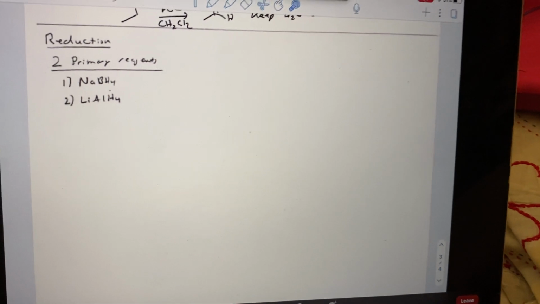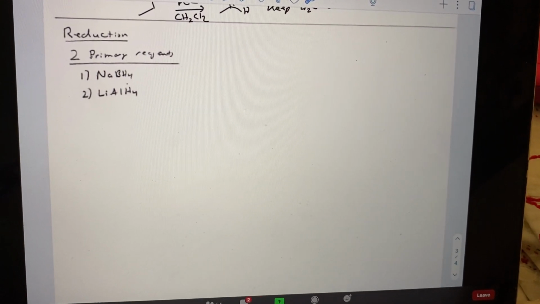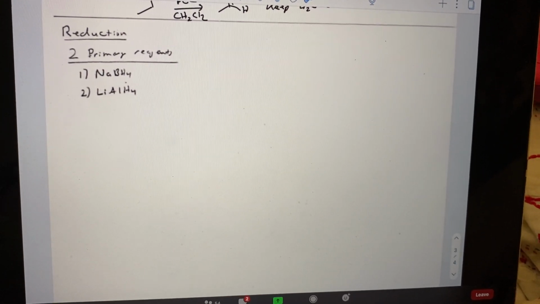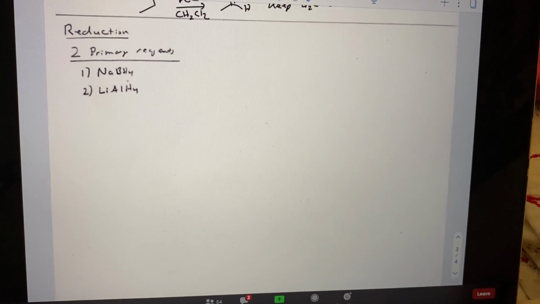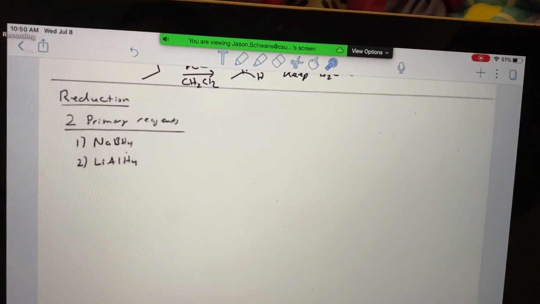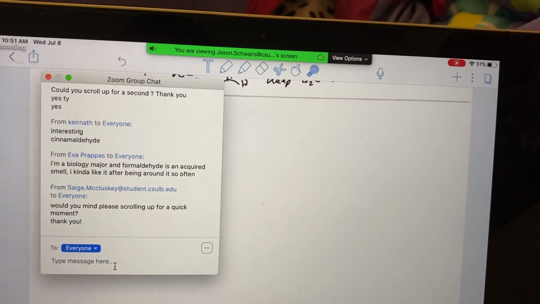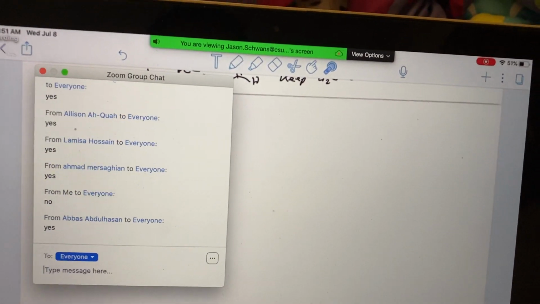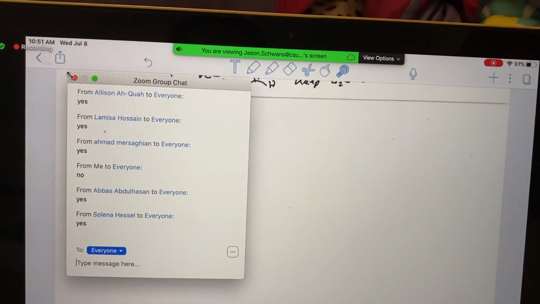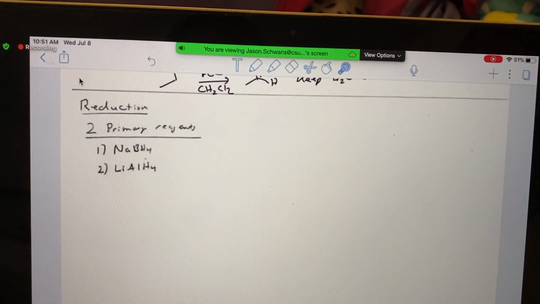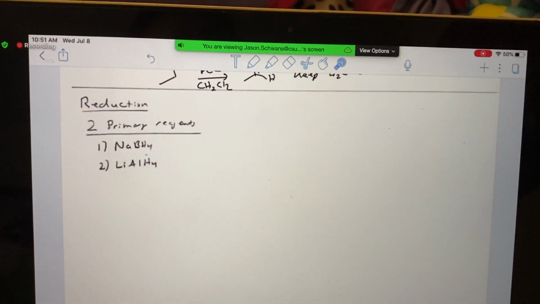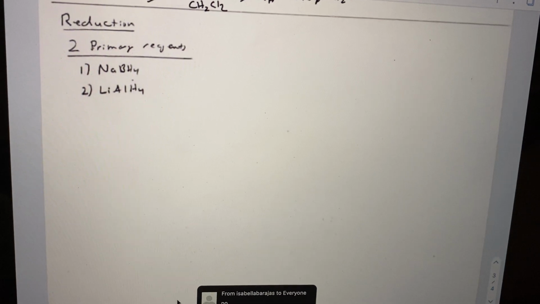So then, before we spend our last couple of minutes on this, just a quick yes or no for people. Have you seen these reduction reagents before? NaBH4, LiAlH4? Anyone? Yes, yes. Lots of yeses, some nos. Okay. So some of this might be a little bit redundant if you've seen it already or not.